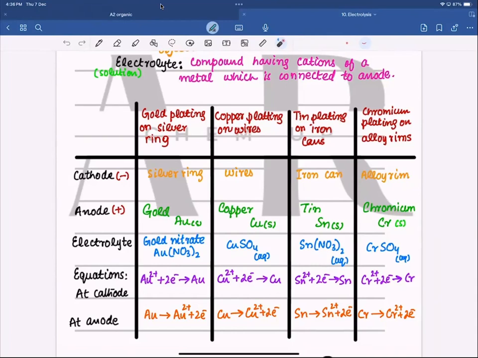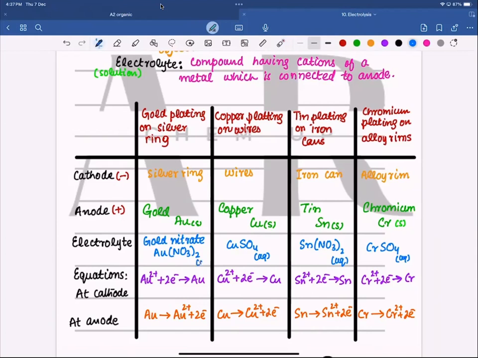Gold nitrate in hydrogen? Yes, because gold is less reactive than hydrogen. I didn't mention over there, but it is also aqueous. Let me write it. Because gold is below in the reactivity series, right?